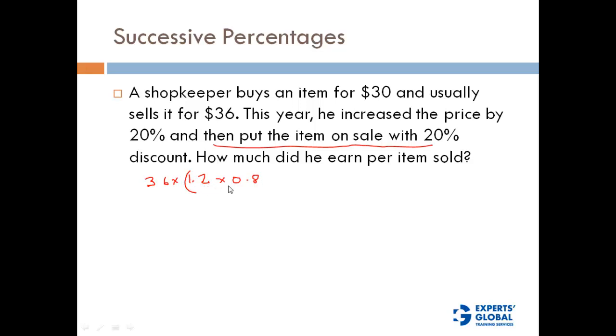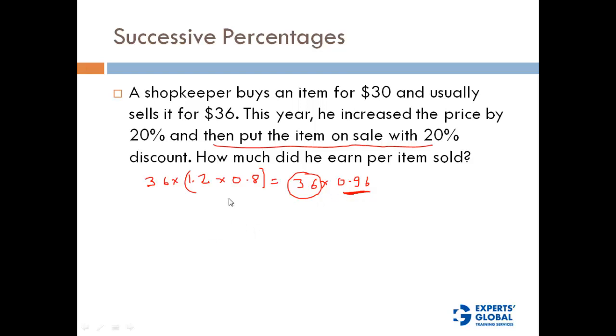Correct? So let's calculate this. How much do we get? We get 36 into 0.96. Correct? So you will see that earlier he was selling it for 36. Now he is selling for a number less than 36 because this number is less than 1. Right? So that means he is making less profit this year. Correct?